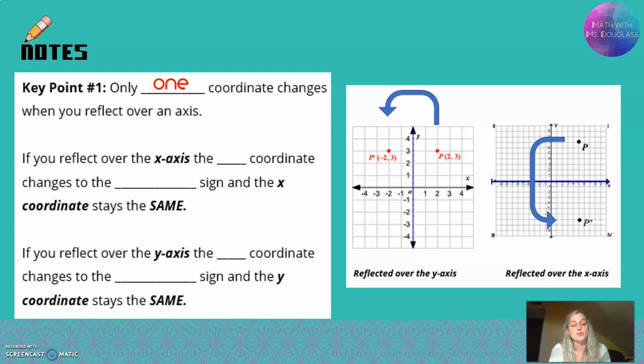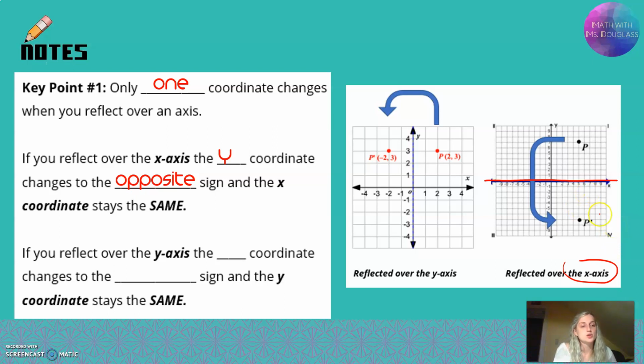So if we are reflecting over the x-axis, remember x goes side to side, then the y-coordinate is what's going to change, and it's going to change to the opposite sign. When we reflect over the x-axis, the x-coordinate is going to stay exactly the same. Let's look at the example in our notes right here. This is my x-axis, x reflection. I find it's really helpful, if they say reflect over the x-axis, to highlight or draw an extra line across my x-axis just so that I'm not accidentally reflecting it over the wrong axis. I like to really see it.